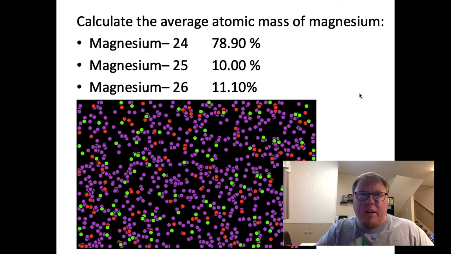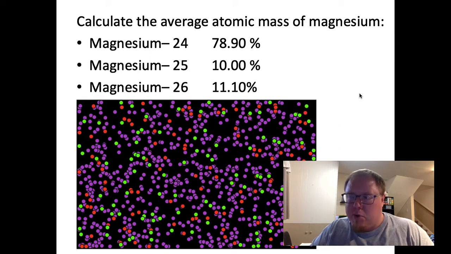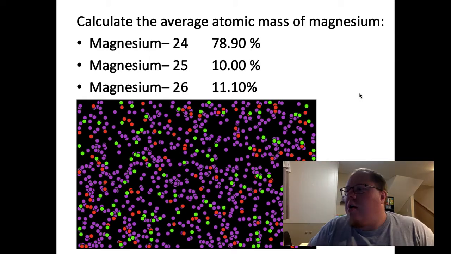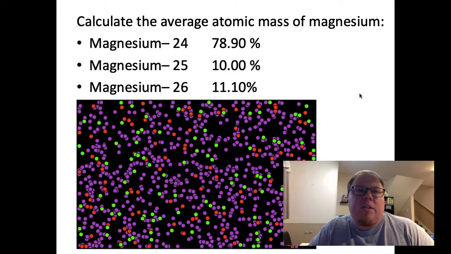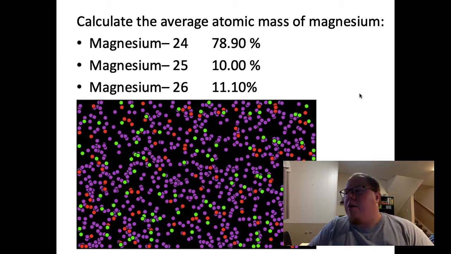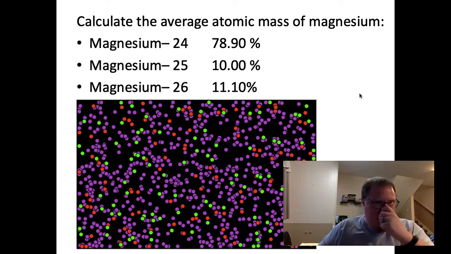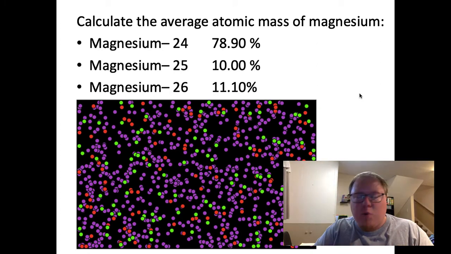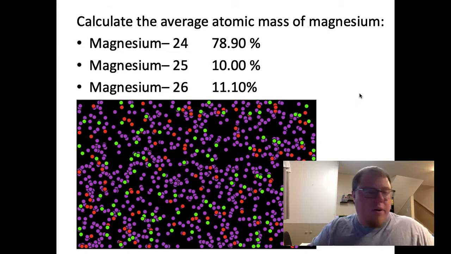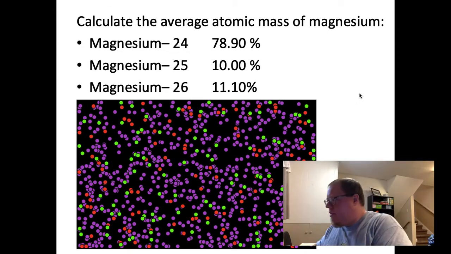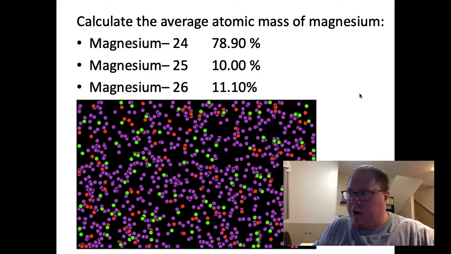Most of a sample of magnesium is magnesium-24, 78.90% of it. So most of the magnesium would be those purple dots there. However, magnesium-25 and magnesium-26 each exist. It's about 10% and 11.10%. So looking at those are the red and the green dots there. They're kind of mixed in. The average atomic mass is what we're looking for here. Here's how you calculate that with 3 isotopes.